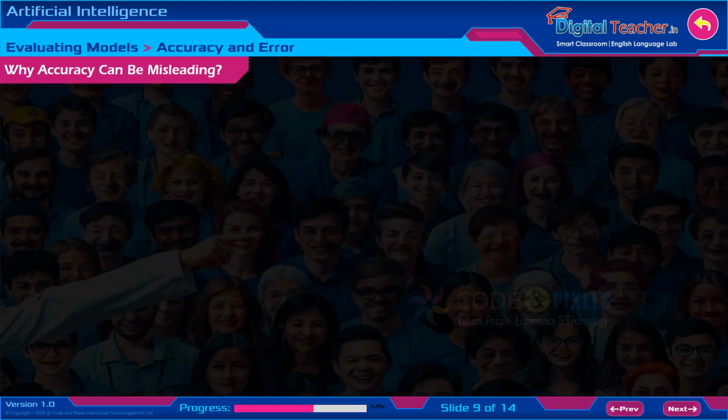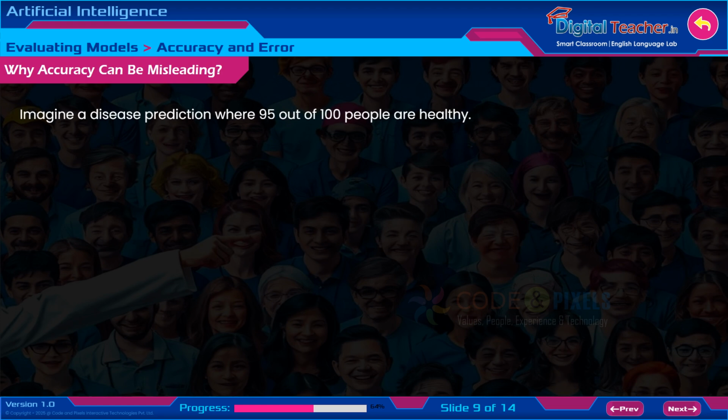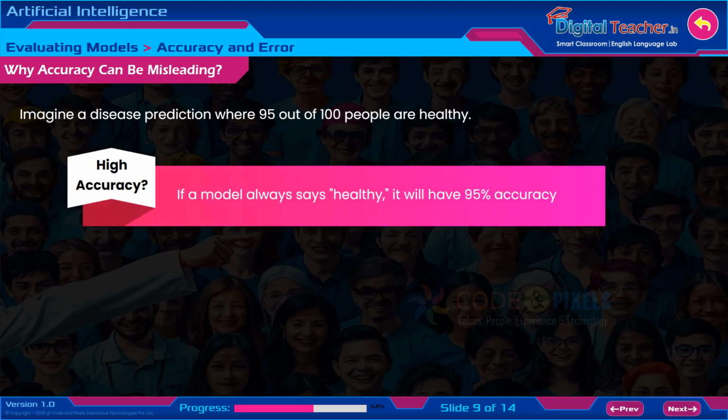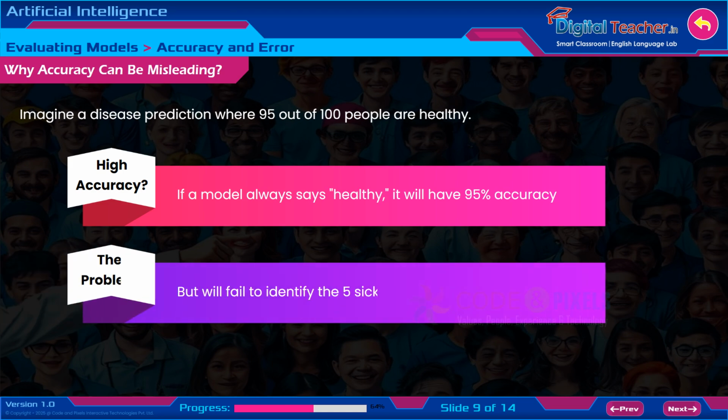Why accuracy can be misleading? Imagine a disease prediction where 95 out of 100 people are healthy. If a model always says healthy, it will have 95% accuracy, but will fail to identify the 5 sick people.